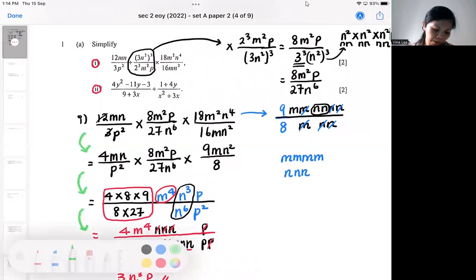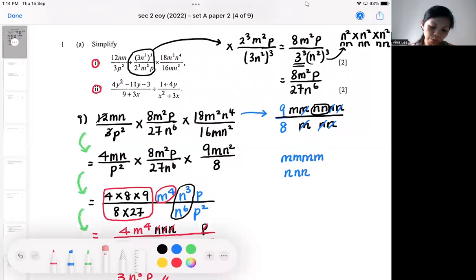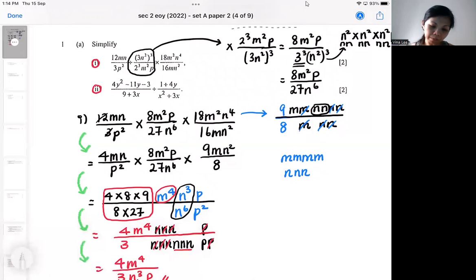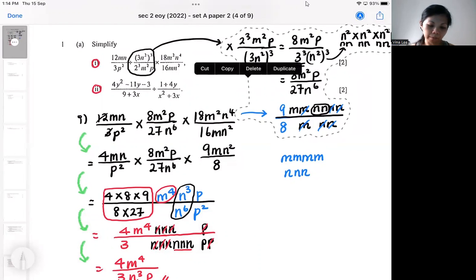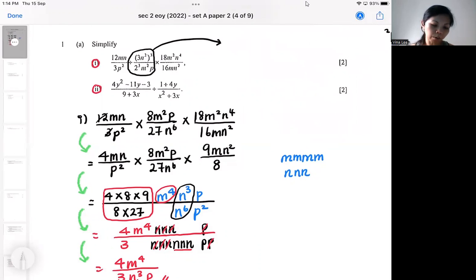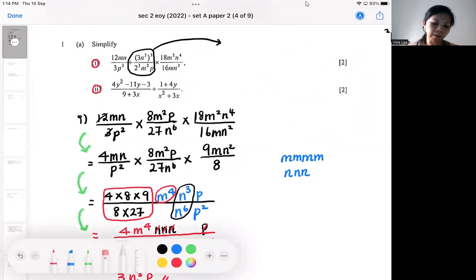So all the side working that we did just now, you don't have to show the marker. You just have to do it at the side, or you can ask for extra piece of paper.